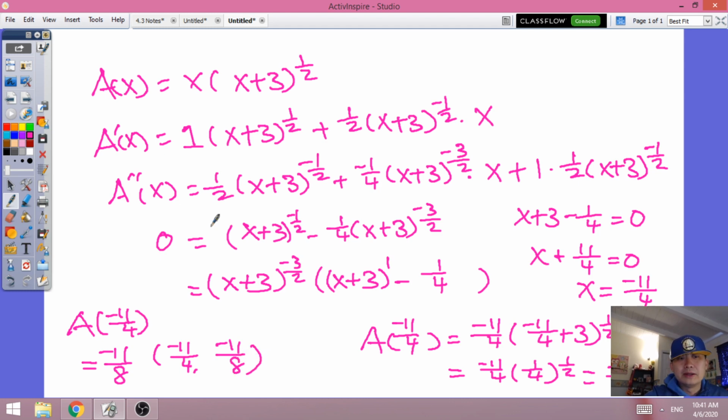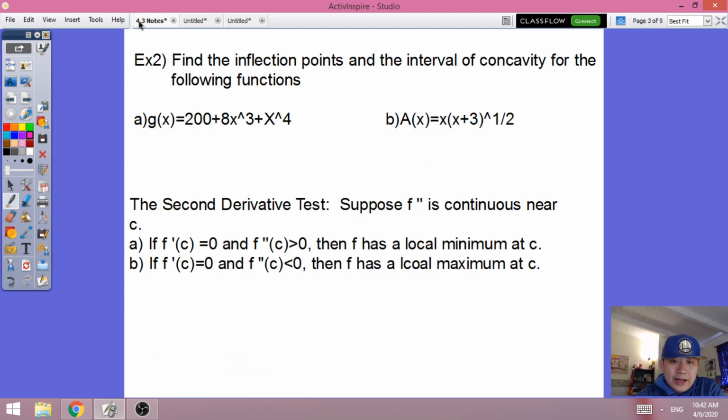Okay, so now let's see what else we have for the rest of this. The next part is the second derivative test. This one is quite similar to the first derivative test, but one thing you need to find is the second derivative. Suppose that f is continuous near c. If f prime of c equals 0, that means c is a critical number. And if f double prime of c is greater than 0, that means f has a local minimum at c. What this is saying is that if the second derivative is greater than 0, it's concave up.